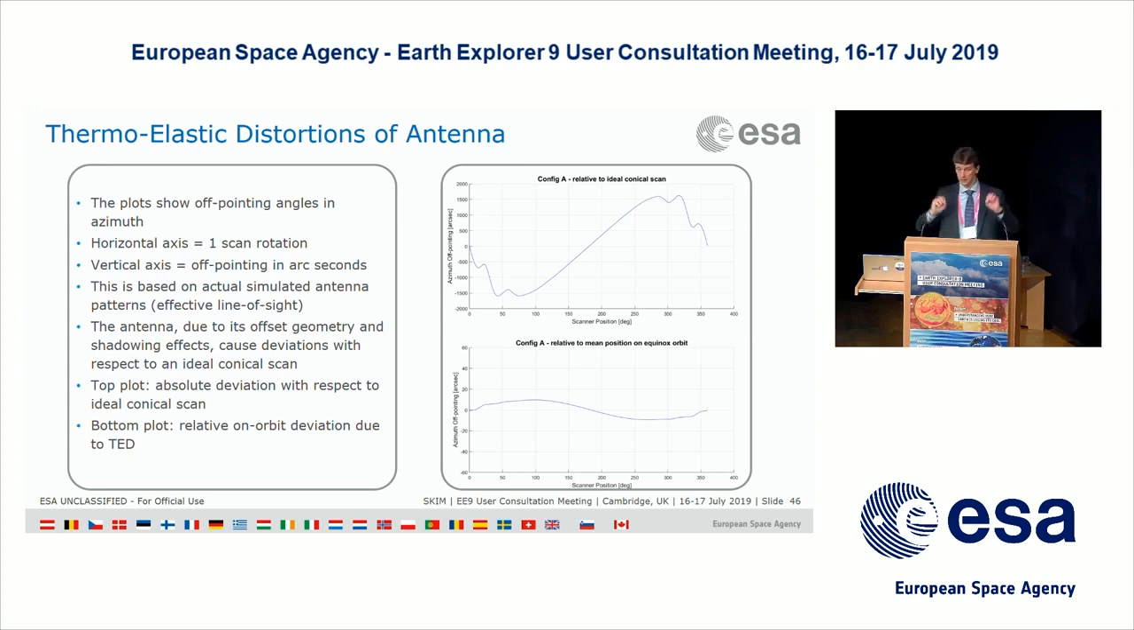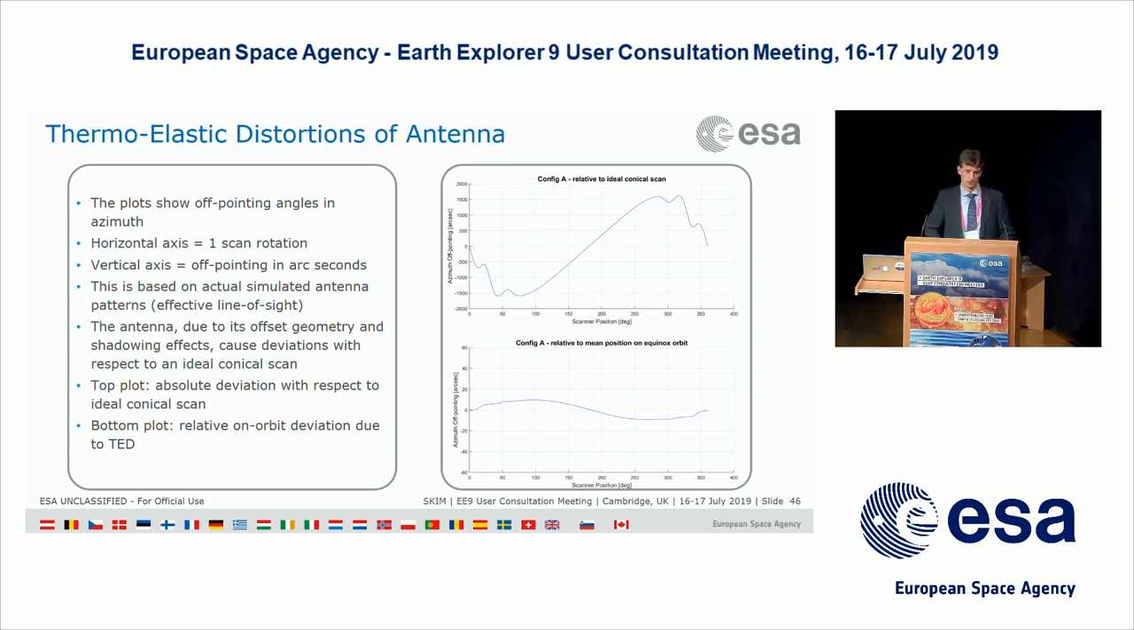What we show here in the top plot on the right is the off-pointing with respect to an ideal conical scan for one rotation of the rotary plate. It would do this already on ground. This in itself has nothing to do just yet with thermoelastic distortions. This is mainly caused by antenna geometry.